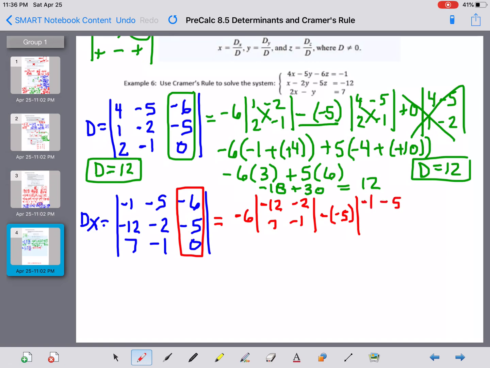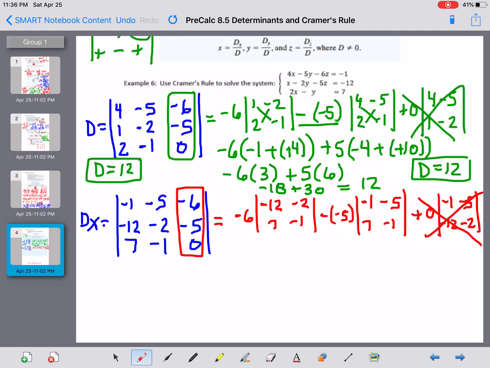And finally, the 0 in the positive position down there. If I cross off its third row and its third column, I'd be left with -1, -5, -12, -2. But once again, this one will not matter because 0 times anything is 0. So I really didn't need that, but I do put it down there for someone who's trying to follow where we're getting these numbers. Let's do the math.